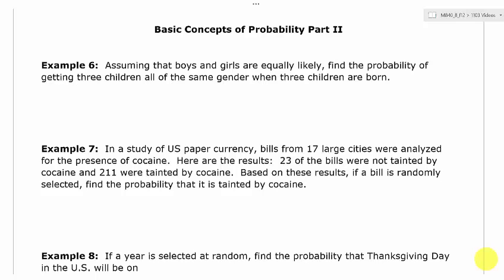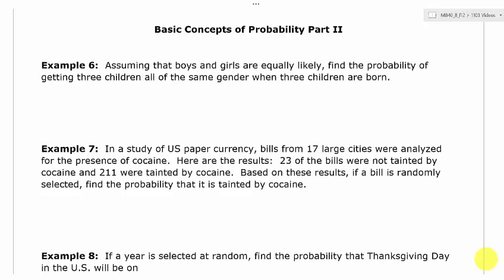This is the second part of our lecture video about basic concepts of probability. And in our next example here, we are assuming that boys and girls are equally likely, and we want to find the probability of getting 3 children all of the same gender when 3 children are born. So there are 2 different ways that you can approach this probability.